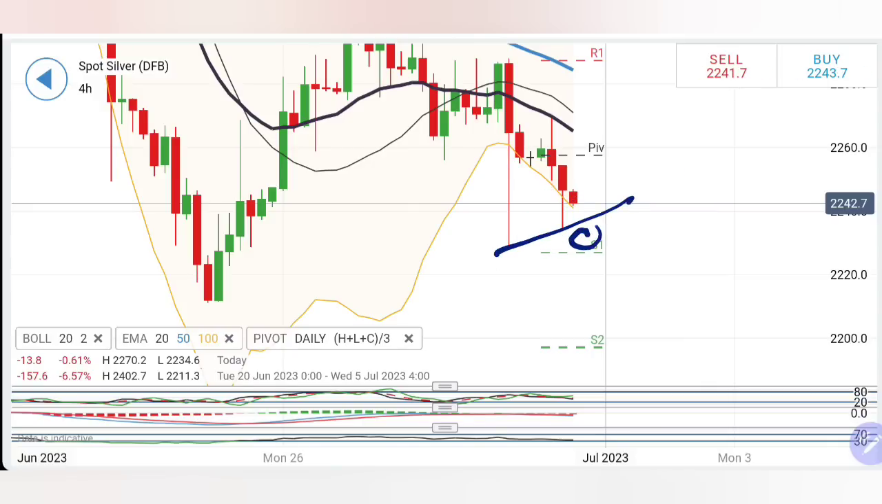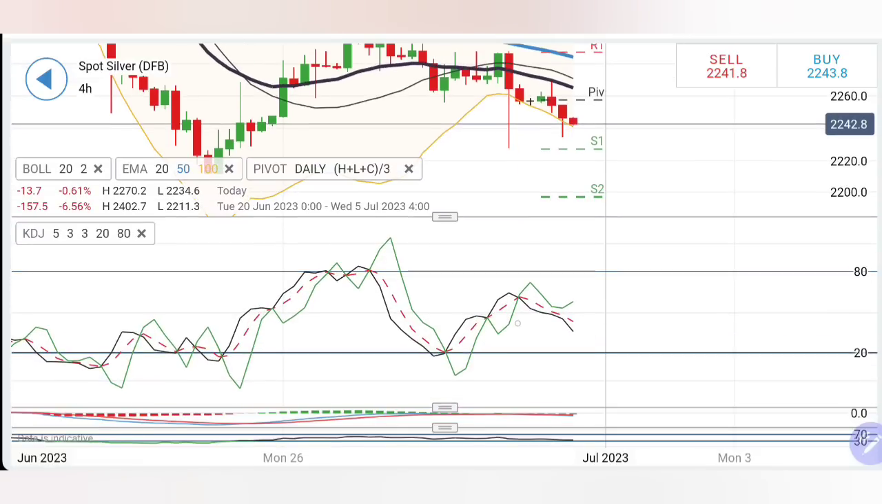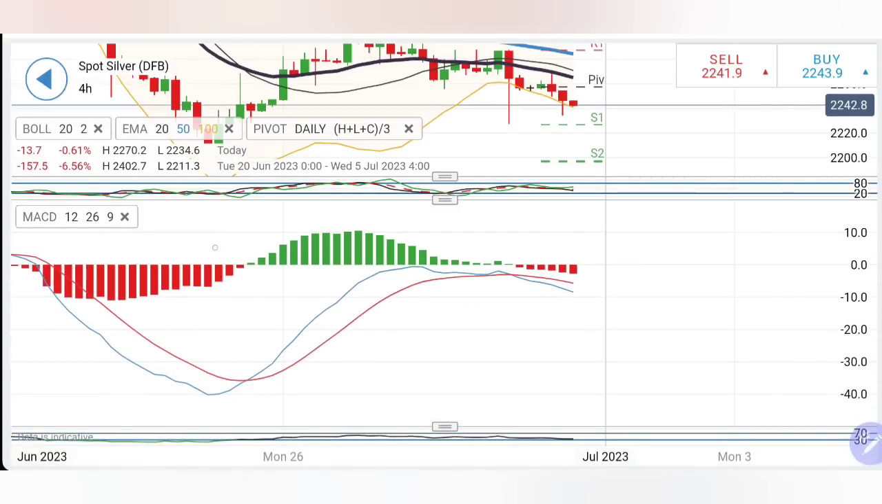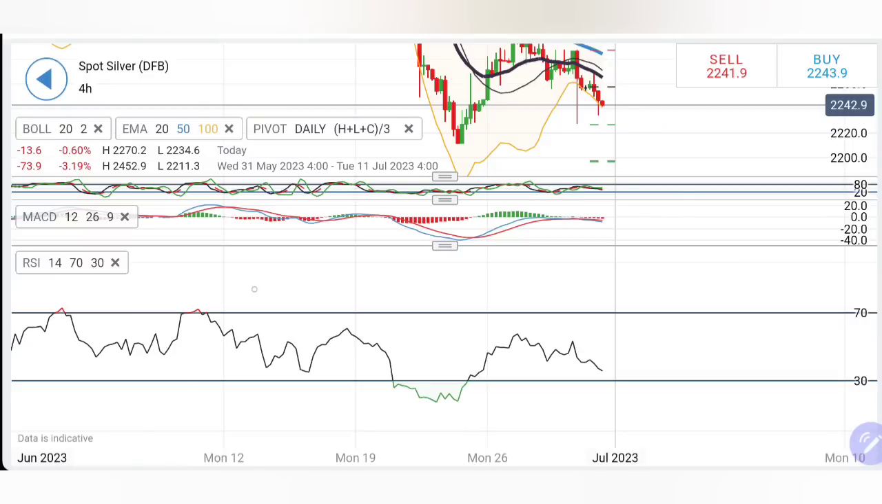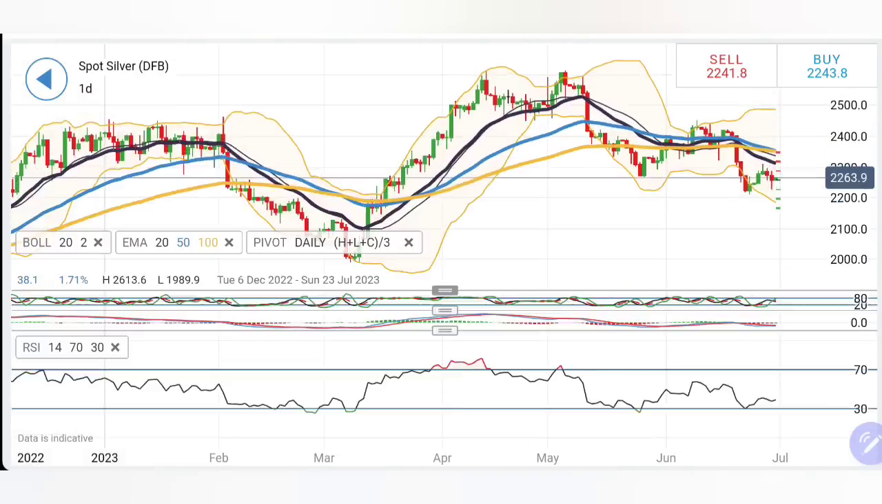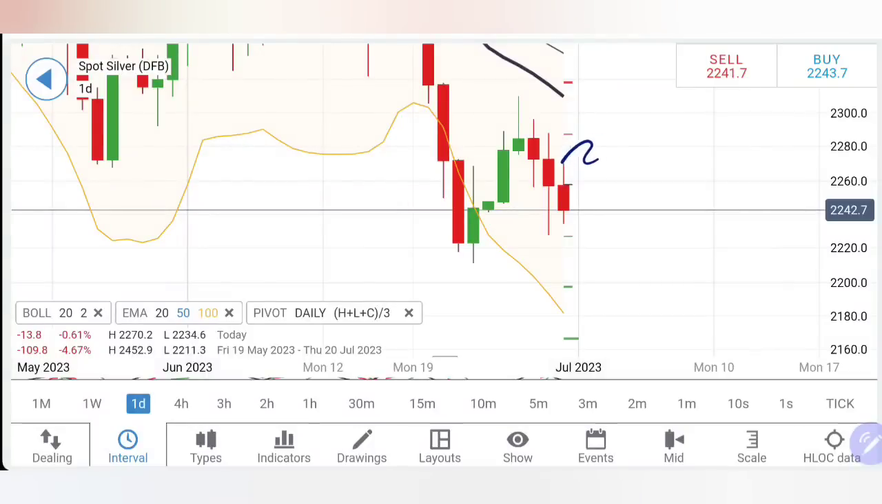However, I will wait for 2230 levels, 2228 levels to be breached. Below that only, further bearishness can be expected. Stochastic has dropped here. MACD is again trading with divergence and bearishness, and this could be the beginning of the further downward journey. I will watch out. RSI looking downwards. And on the daily chart, a similar observation. The previous two candles were of pullback.